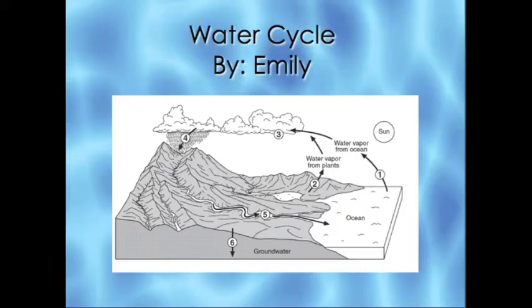Number 5 is runoff, and this is when the water does not get absorbed into the soil and goes down a mountain. Number 6 represents infiltration. This is when the rain gets absorbed into the soil.